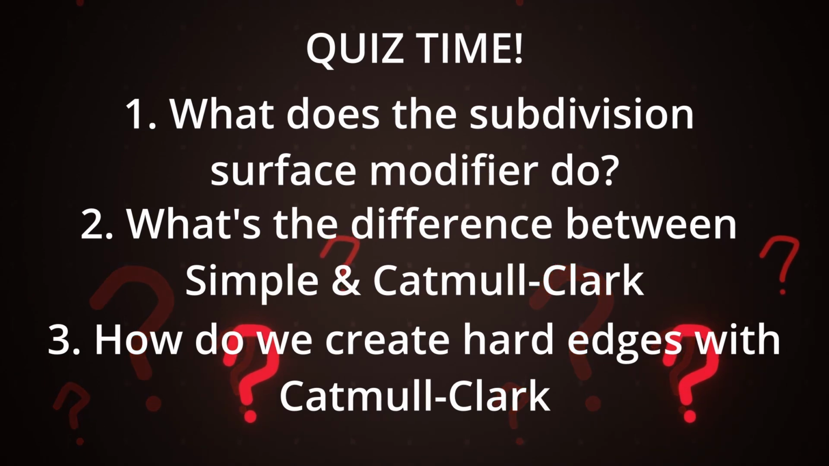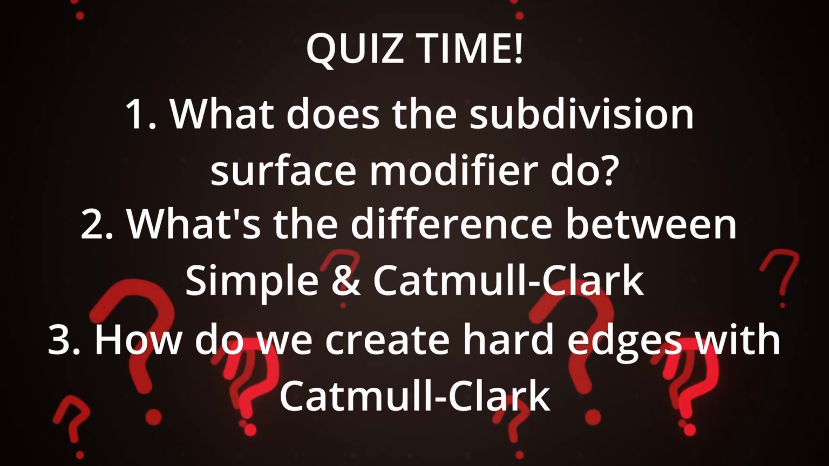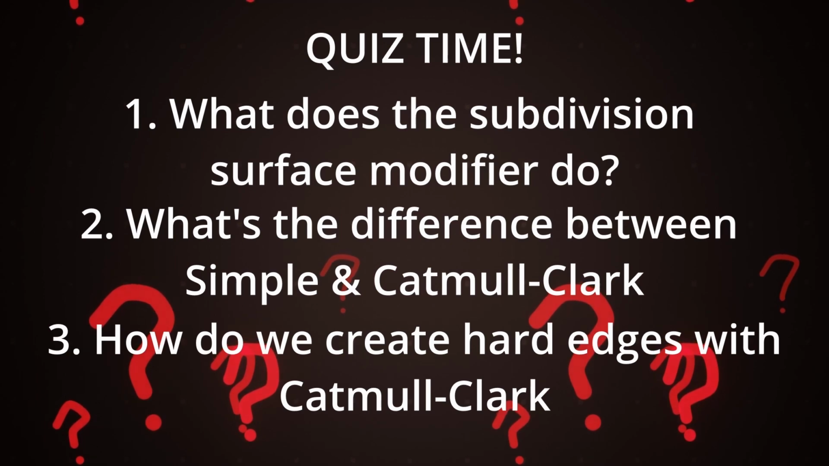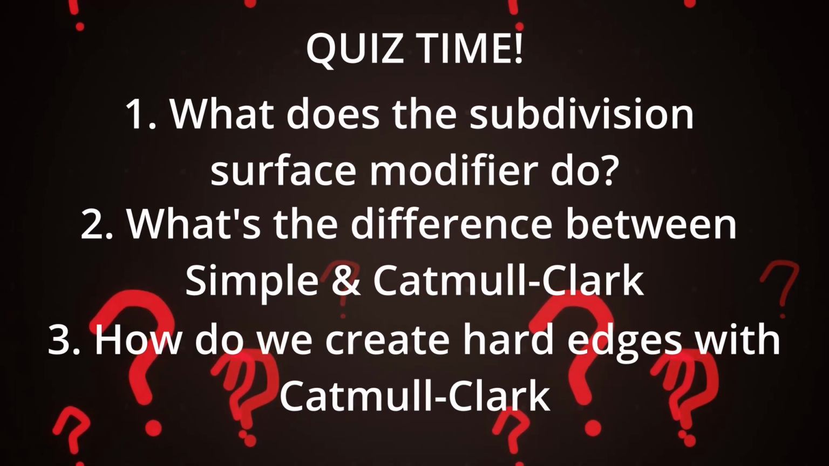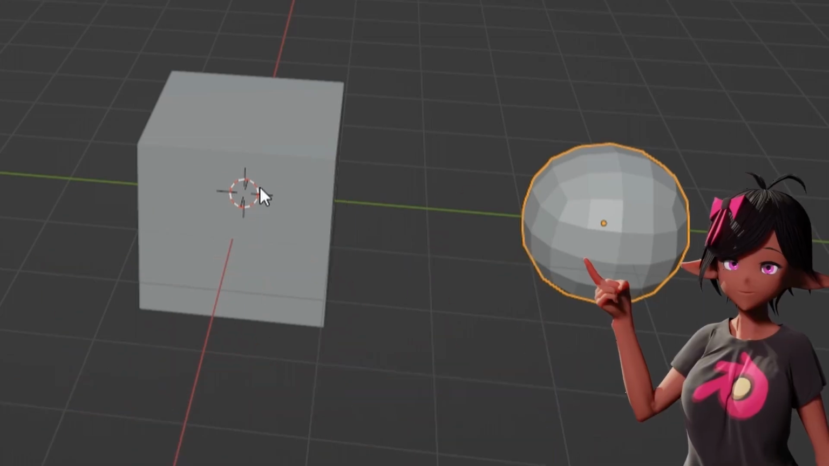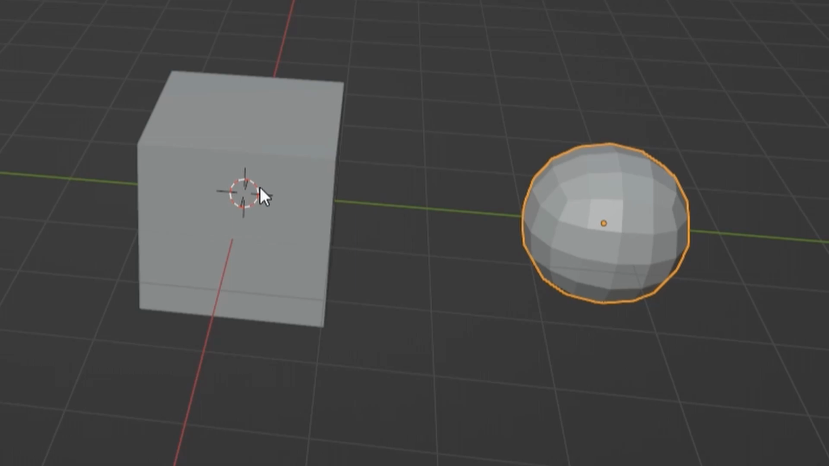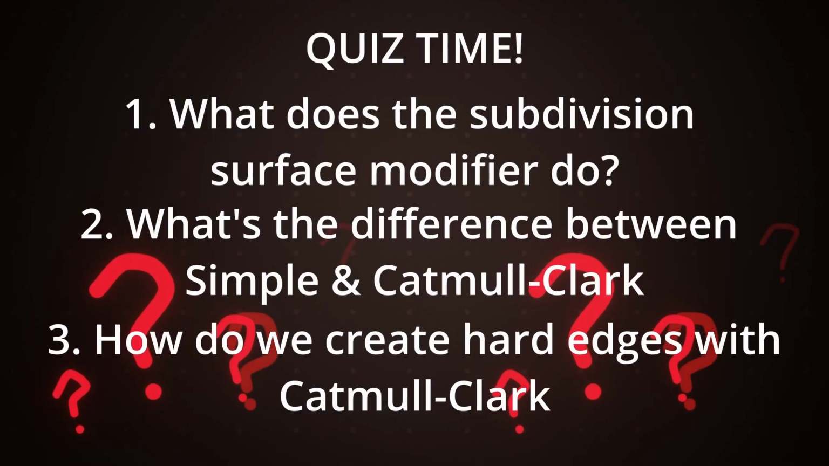Number 1. What fundamental thing does subdiv do? The subdivision surface modifier performs the subdivision operation on an object, increasing the amount of vertices on our object. Number 2. What's the difference between Catmull-clark and simple? Catmull-clark will smooth out our object like this, whereas simple won't add any smoothing, but it will still add vertices. Keep in mind that even if you don't apply your modifier, there's still more vertices there, meaning longer render times.